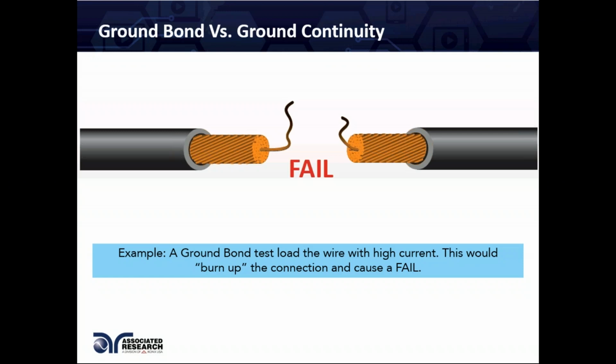So that's the reason why we've seen the change in the trend where a ground bond test is being used on fully assembled products on the production line. In this case, a ground bond test loads the wire with high current. This would burn up the connection and cause a fail. So this is the reason why a ground bond test is considered a more stringent test, and why industries are adopting a ground bond test on fully assembled products.